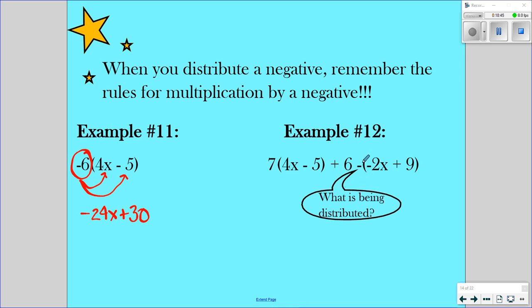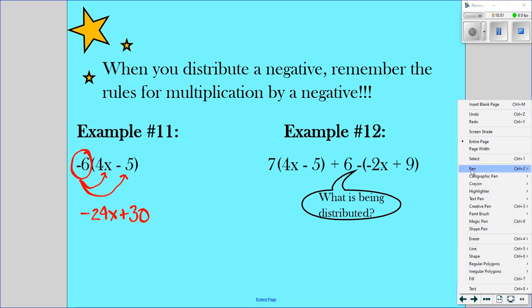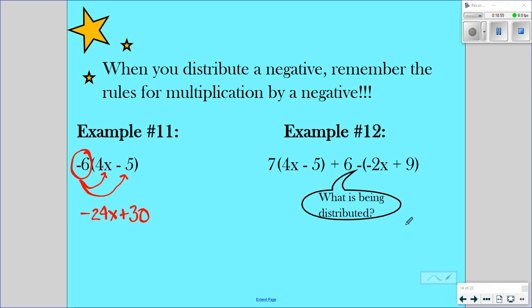Now, sometimes you're not going to have a number behind the negative. That means we have an invisible 1. And I'm going to put that in blue. So that's our invisible 1.